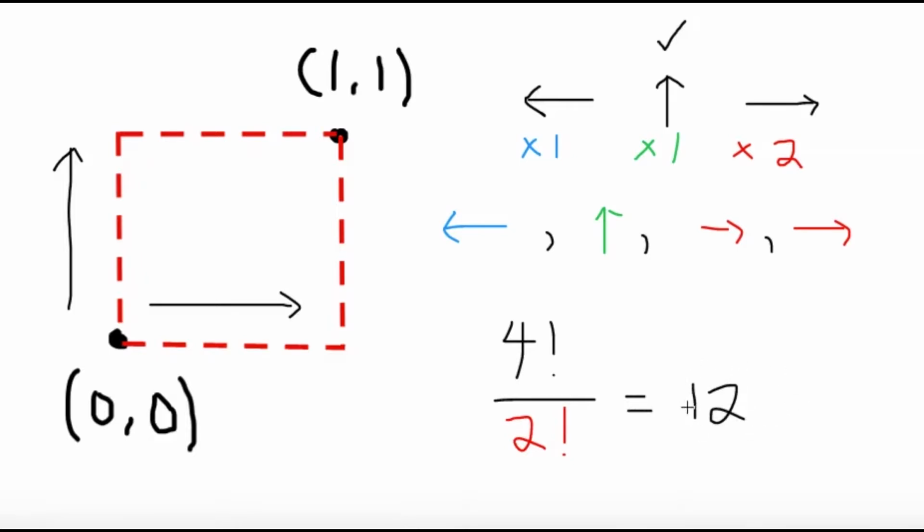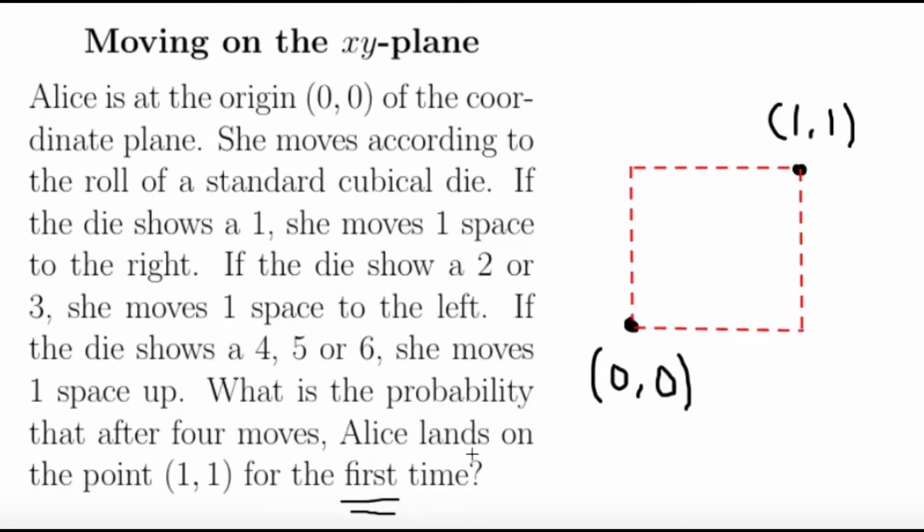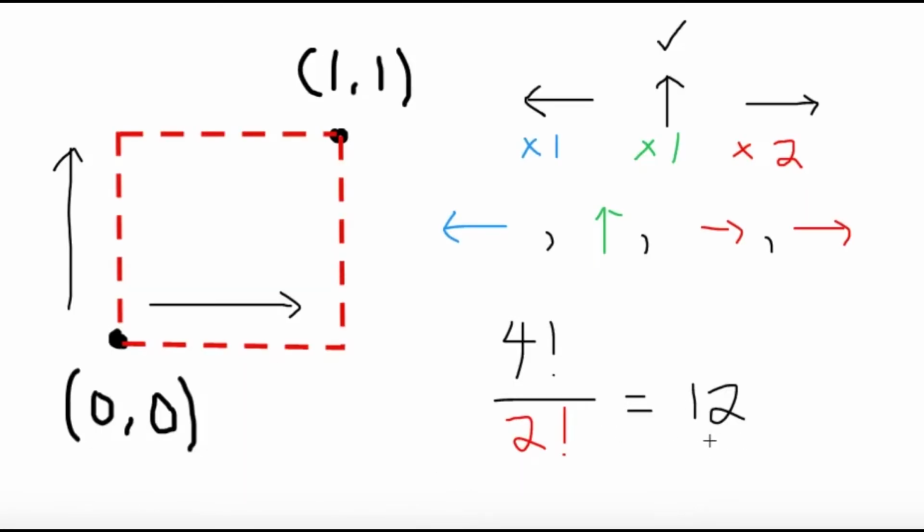But don't get too excited yet, because we have to remove something from 12 because of the condition that Alice lands on the point (1, 1) for the first time. Now the 12 here is just all the possible arrangements of these 4 arrows. However, this would include cases such as up, right, right, left. So just an example: in the first 2 moves, up and then right, Alice will already hit (1, 1). So cases like these should be removed.